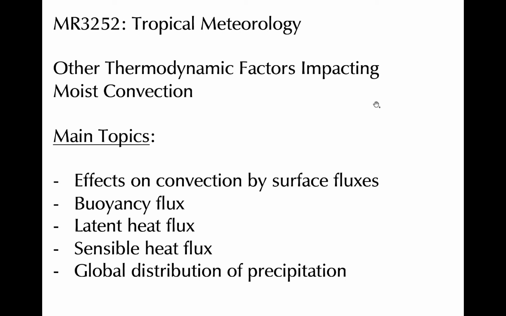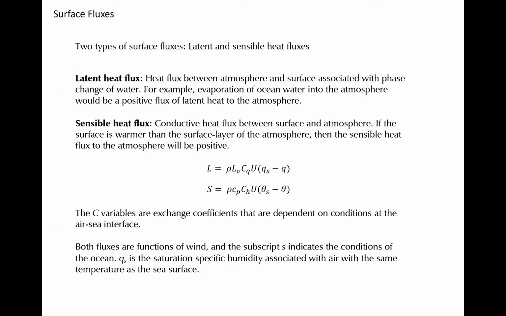This module discusses how and why fluxes between the ocean and atmosphere are important for convection. We also must consider surface fluxes when evaluating the potential for convective growth. Where a flux of energy from the ocean to the atmosphere is low, deep convection tends to not occur. There are two types of surface fluxes we will discuss: latent heat fluxes and sensible heat fluxes.